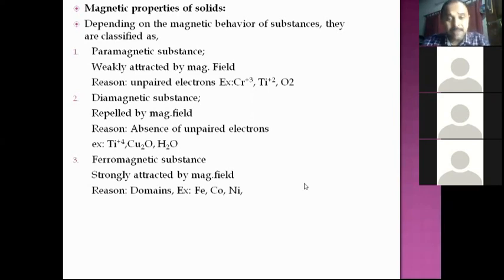Ferromagnetism is not a general property of metals. Rather, paramagnetism is a general property of metals.